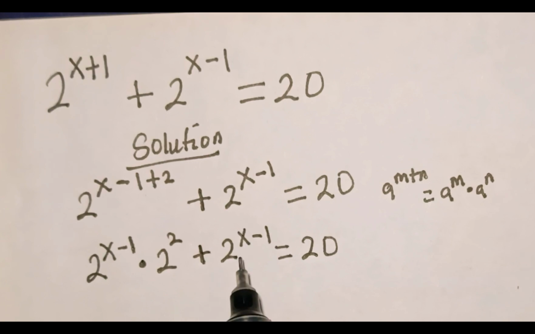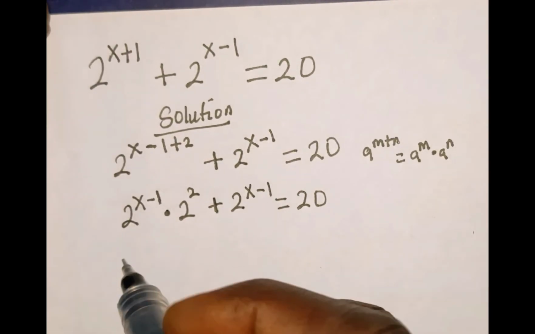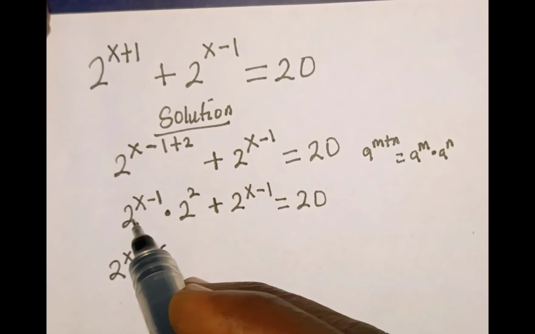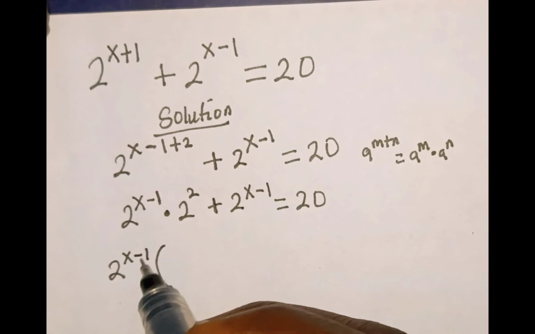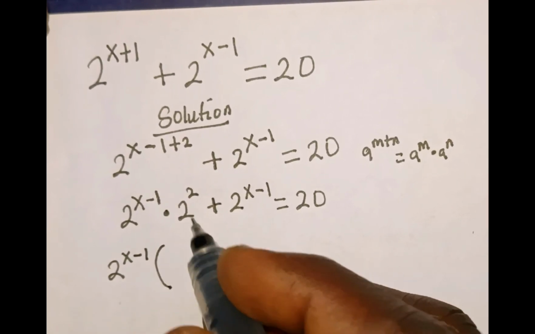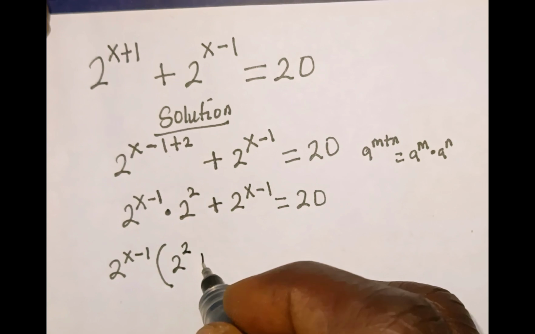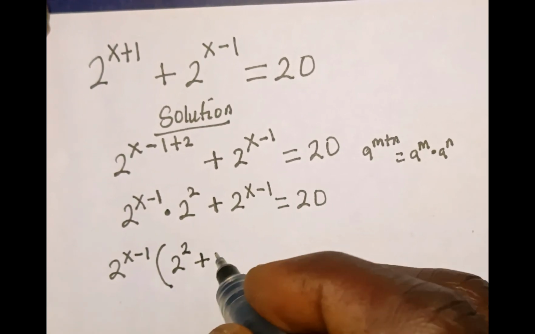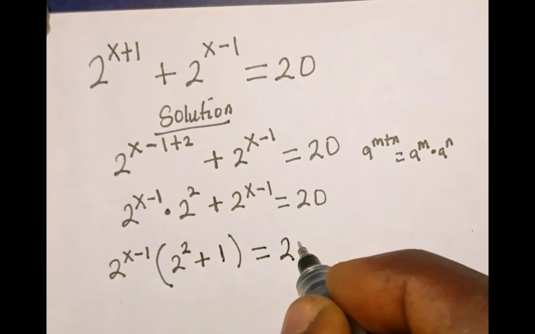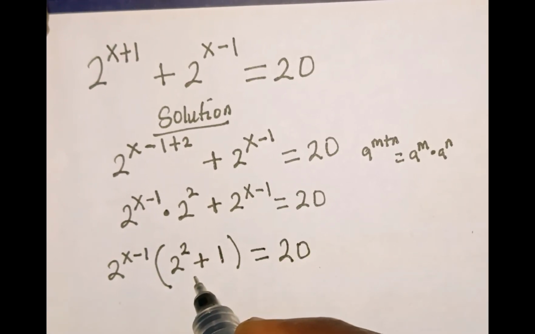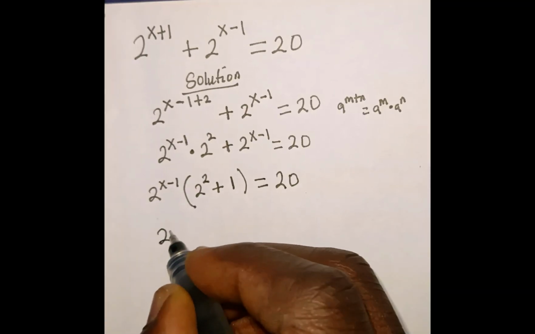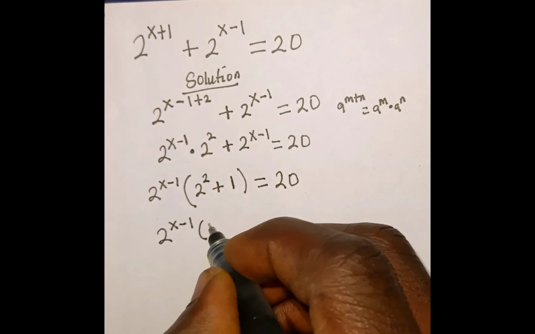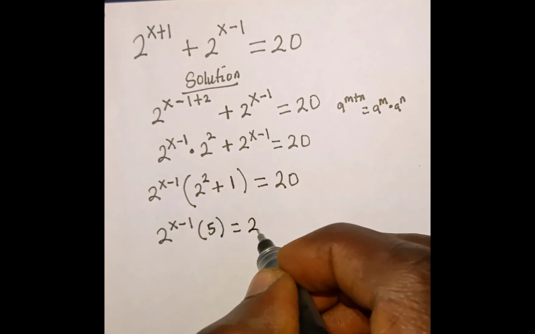Now what do you notice? We have 2 to the power of x minus 1 as common, so we are going to factor out 2 raised to the power of x minus 1, then we open bracket. In the first term, 2 to the power of x minus 1 divided by 2 to the power of x minus 1 will cancel, so it will remain only 2 raised to the power of 2, then plus 2 to the power of x minus 1 divided by 2 to the power of x minus 1 is going to be 1, then everything will be equal to 20. So the next thing we're going to do is to simplify inside this bracket. So we have 2 raised to the power of x minus 1 times the sum 4 plus 1, which is going to be 5, everything equal to 20.